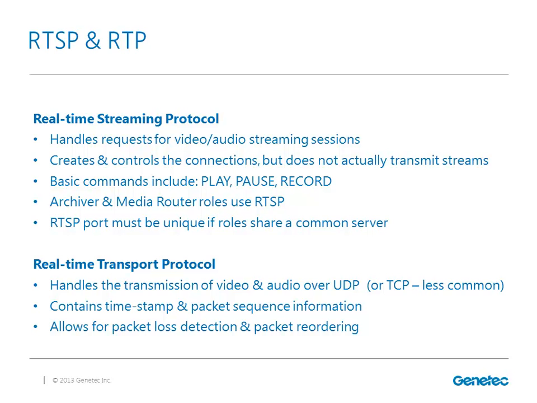RTP, or Real-Time Transport Protocol, is what's used to handle the transmission of video and audio over UDP. RTP contains timestamp and packet sequence information. It allows for packet loss detection and packet ordering. In other words, RTSP is really the protocol used for command and control of our video and audio streams, while RTP is the protocol used to move the actual video or audio packets.